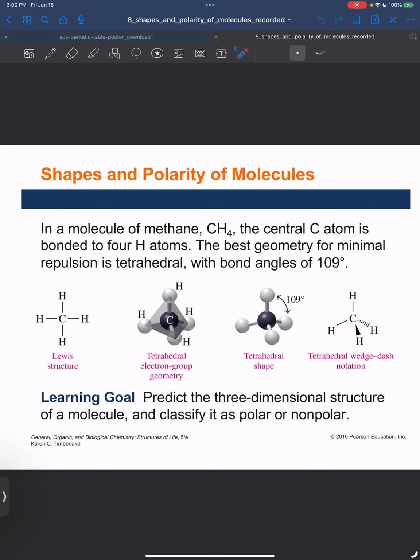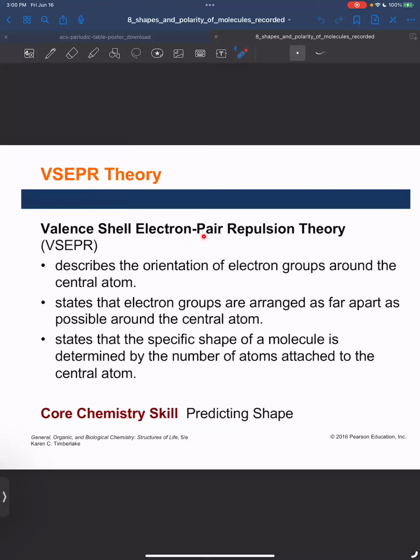Well, it's all based on valence shell electron pair repulsion theory, which I will refer to as VSEPR theory. And it describes the orientation of electron groups around the central atom. So your central atom is going to be your focal point when you're determining molecular geometry. And we're always going to be counting the number of electron groups to determine the molecular geometry. Basically, VSEPR theory states that electron groups are arranged as far apart as possible around the central atom.